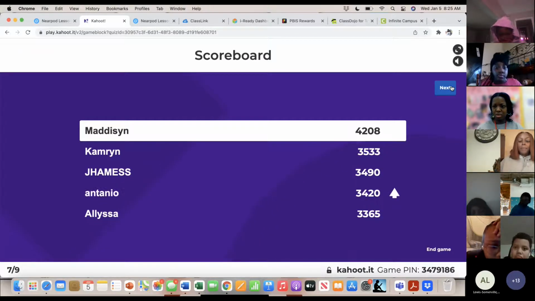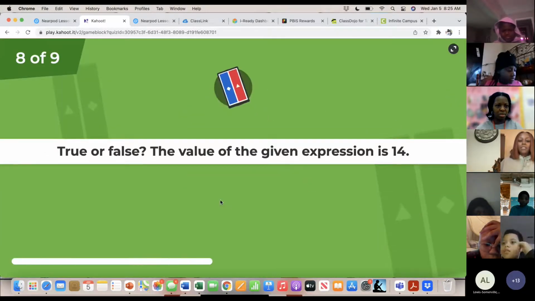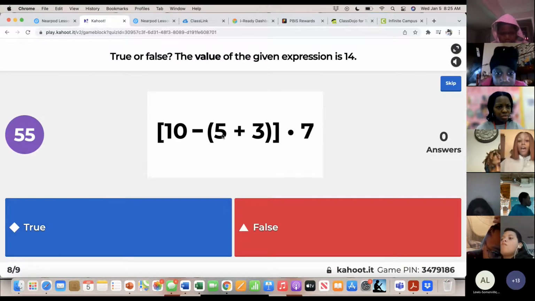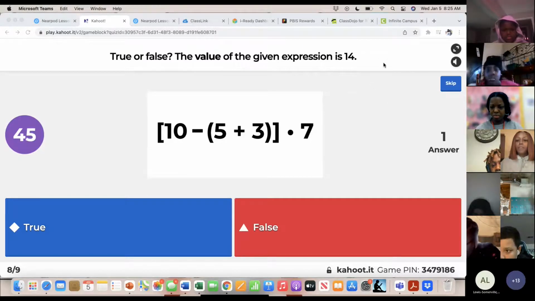Make sure you got paper and pencil. Antonio got it correct because he came on up. True or false? The value of the given expression is 14. You got 2 grouping symbols. You have parentheses and brackets. Go ahead and solve it. True or false? Is it going to be 14? Will this be 14?